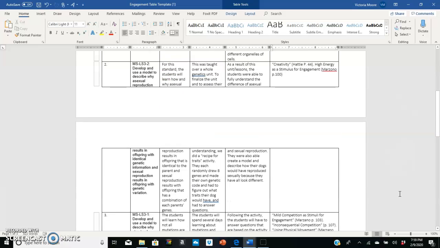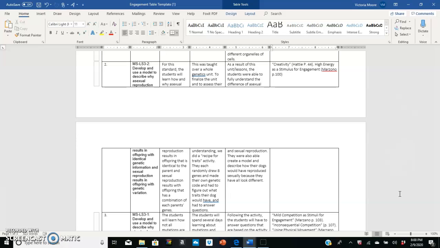My second standard was MS-LS3-2: Develop and use a model to describe why asexual reproduction results in offspring with identical genetic information, and sexual reproduction results in offspring with genetic variation. For this standard, the students were learning how asexual reproduction is one parent producing identical offspring, and sexual reproduction is with 2 parents, and the offspring has a combination of each parent's genes.